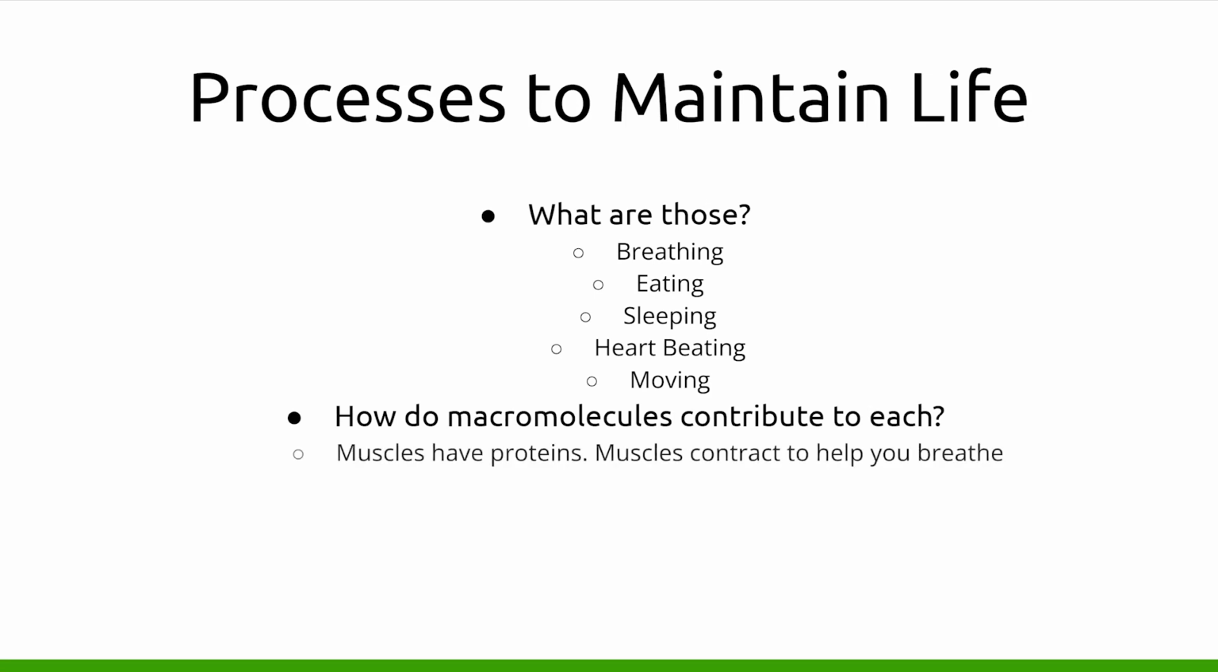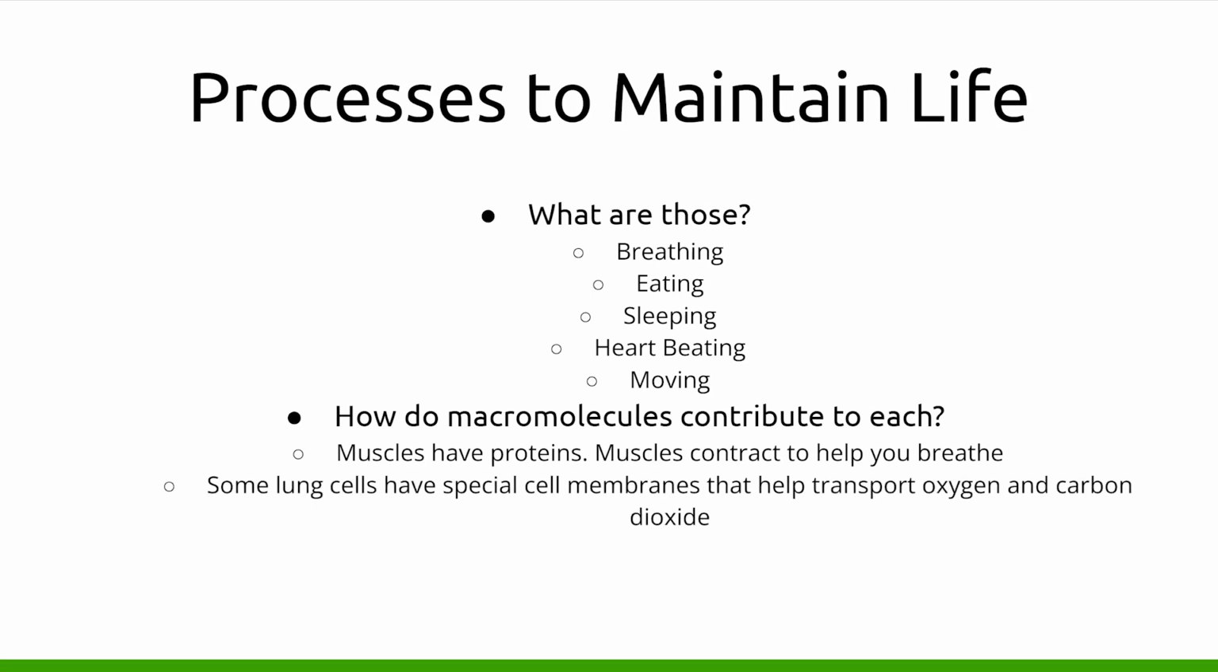So some questions you could ask yourself. Muscles, I know, are made up of mostly proteins. Muscles contract to help you breathe. So then I can think of proteins in terms of processes to maintain life. I also know some lung cells have membranes to transport oxygen and carbon dioxide. So they're going to have specialized membranes. Does that mean they're going to have different lipids or a different structure in their cell membrane compared to other cells? Those are all eukaryotic cells, but what's going to be different about some lung cells?